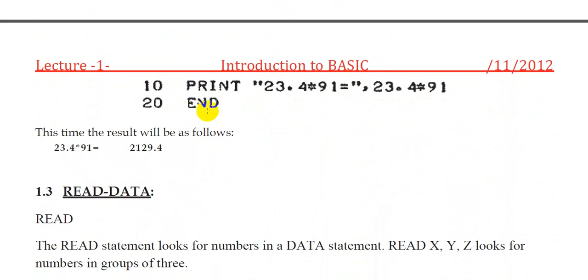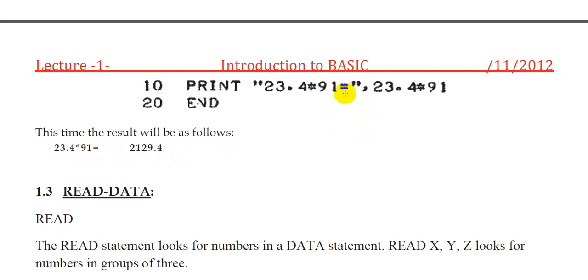20, conclude, end. This time, the result will be as follows, as you can see here: 23.4 times 91 equals 21.29.4. Just because we add the plus here, or the dash equals, it should be equal.